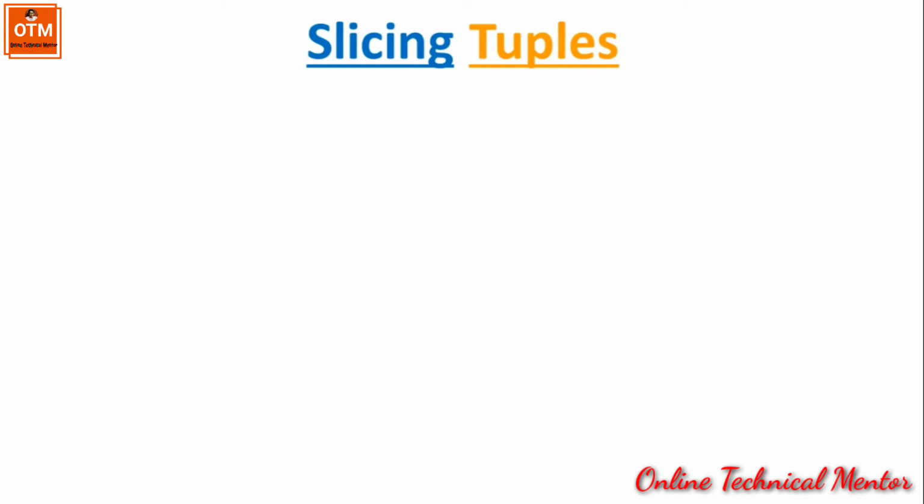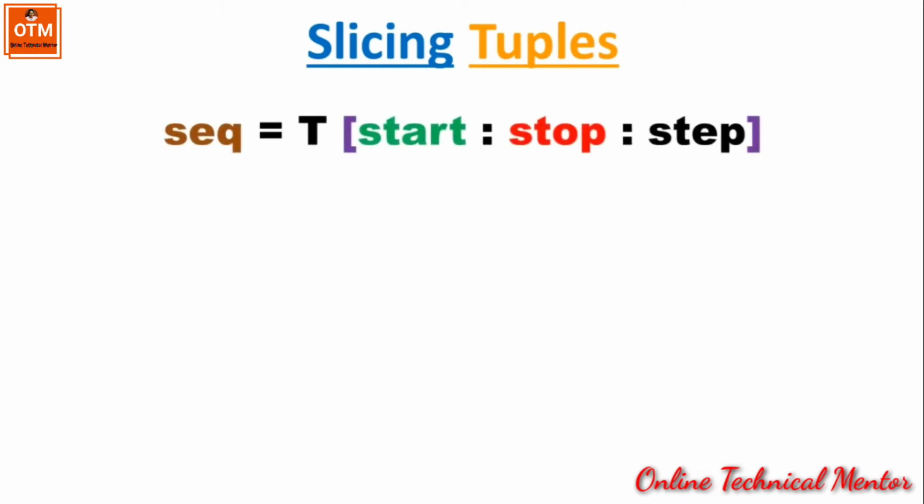So when we slice a list or a tuple, it generates a sequence. So this is the syntax of slicing. The sequence equal to t, this is the tuple name t, and within third brackets there are 3 parameters, start, stop, and step, and all these 3 parameters are separated by a colon. Start represents the starting or the beginning index from where we are going to slice the tuple, and stop represents the index where the slice is going to stop.